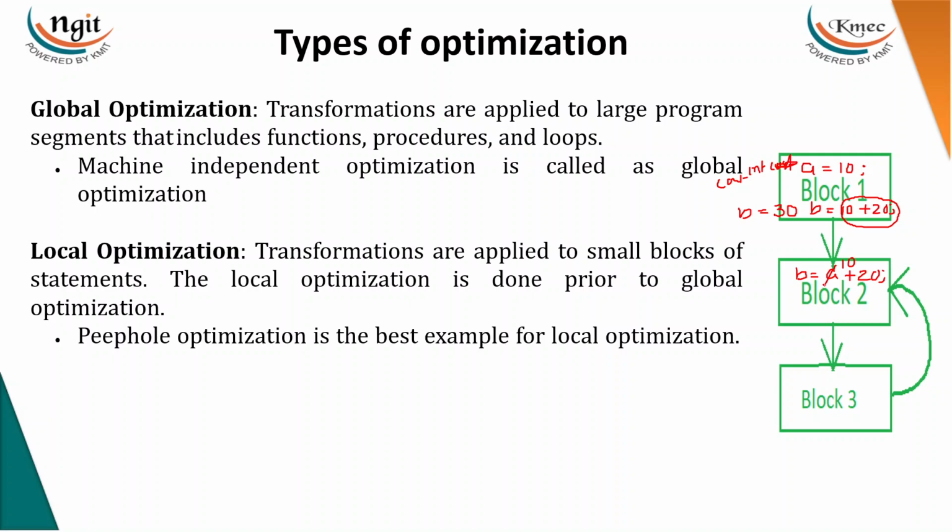Now see here, to optimize basic block 2, we have used the code of basic block 1. To perform the optimization of b equals a plus 20 to 30, we have considered more than one basic block, so we call it global optimization. If you perform it within only one basic block, that is local. Mainly, peephole optimization is the best example of local optimization. That doesn't mean it is the only one, we have many, but peephole optimization is the best one for local.